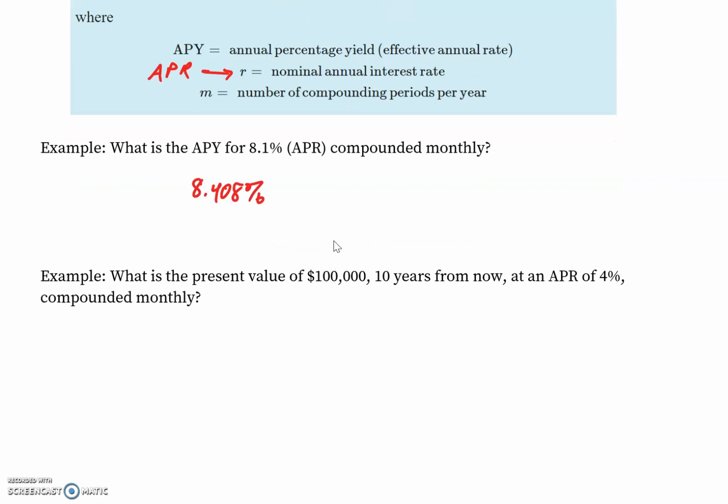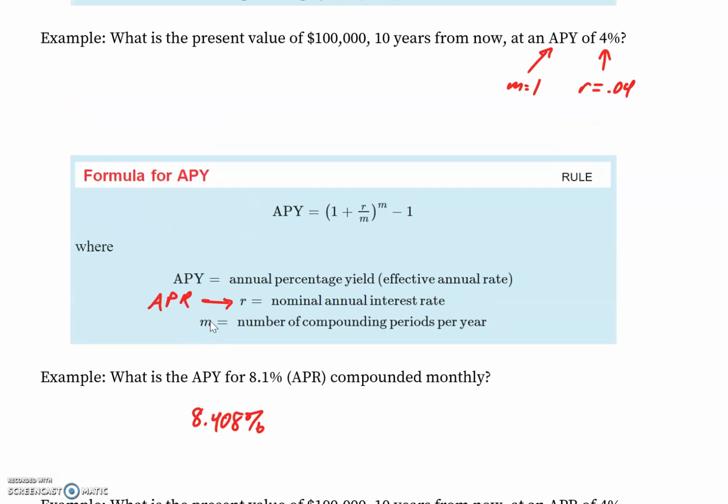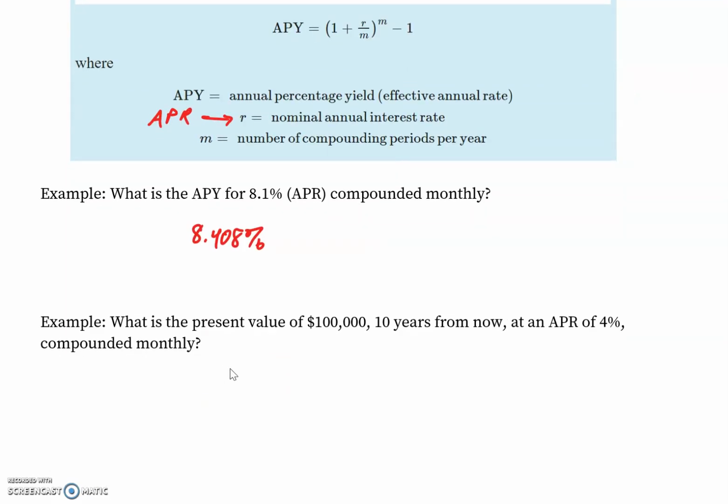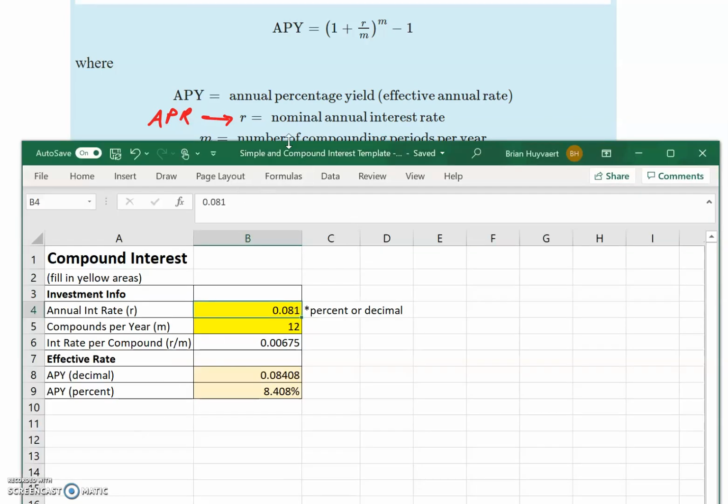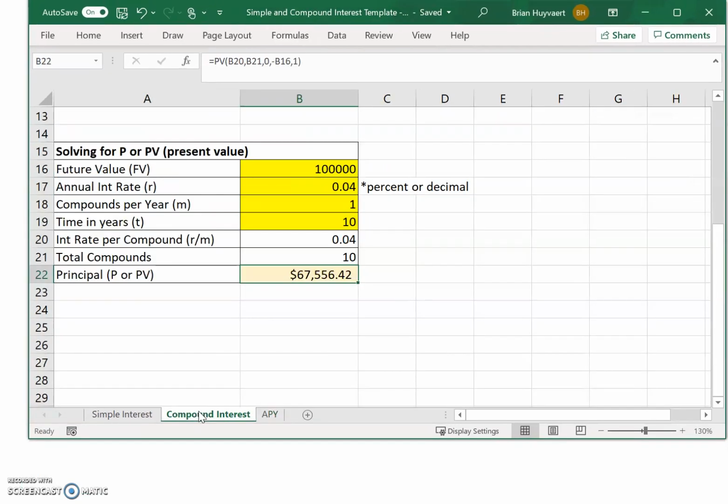And then we say, what's the present value of $100,000 10 years from now at an APR of 4% compounded monthly? This is very similar to the first example in this portion, except there we were given an APY, so we only did the one compound. Here we're given monthly compounds, so M is going to be 12, our classic friend, our most common one. So let's go back over to the template, to the compound interest tab, and we're solving for present value or principal.